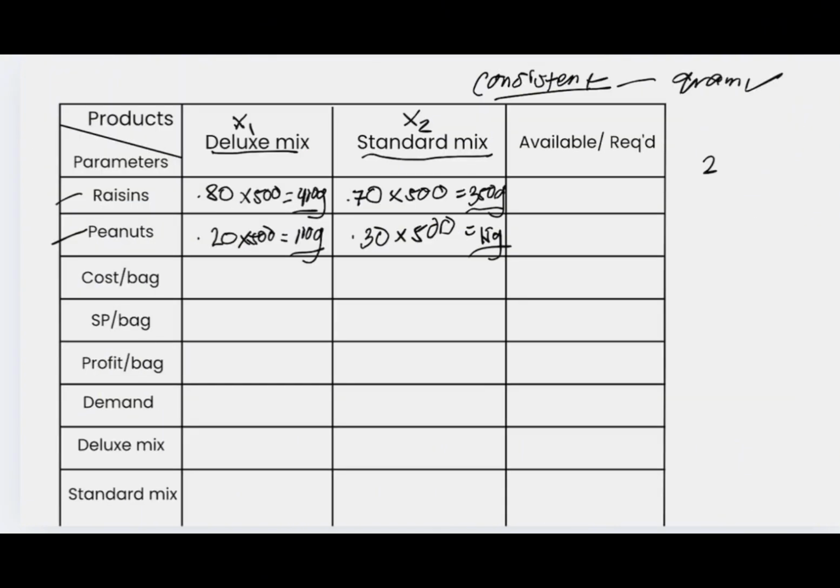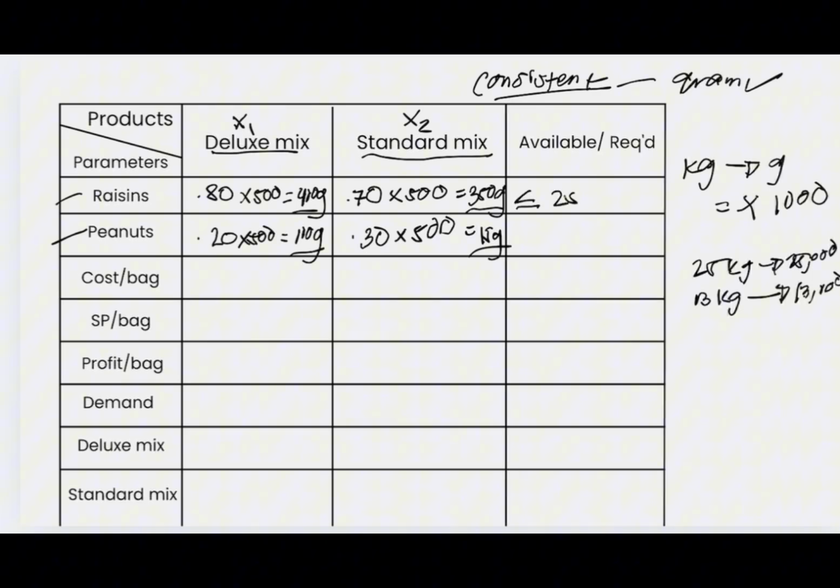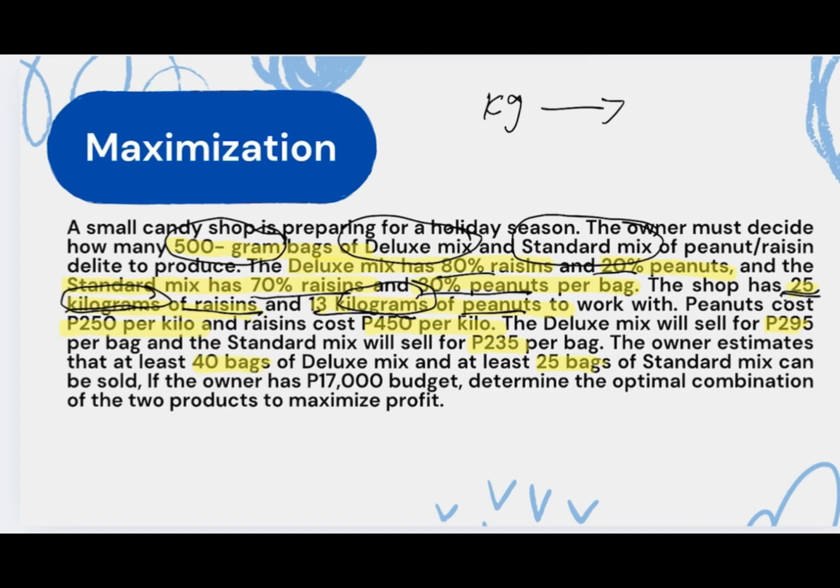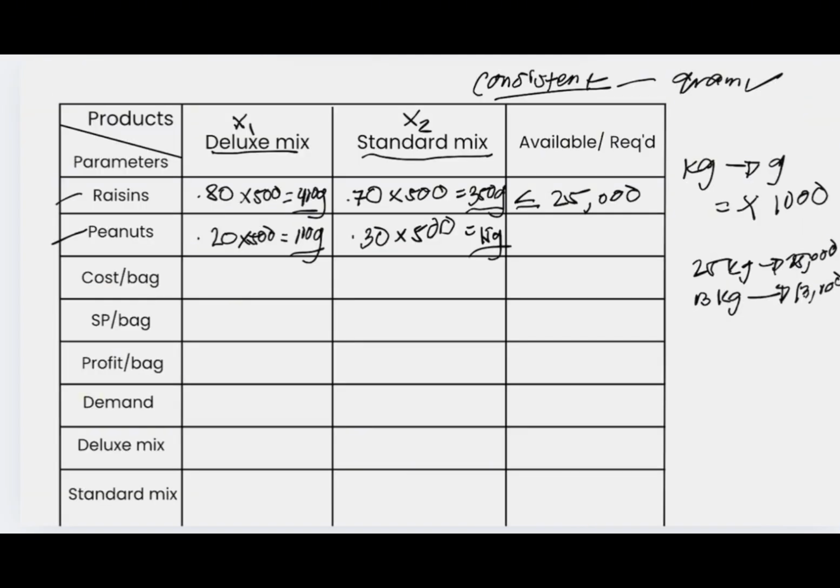To convert kilograms to grams, we just multiply by 1,000. So 25 kg would be 25,000, and for the peanuts, 13 kilograms to grams is 13,000. So the raisins constraint is less than or equal to 25,000, and the peanuts constraint is less than or equal to 13,000. That's all we can produce.